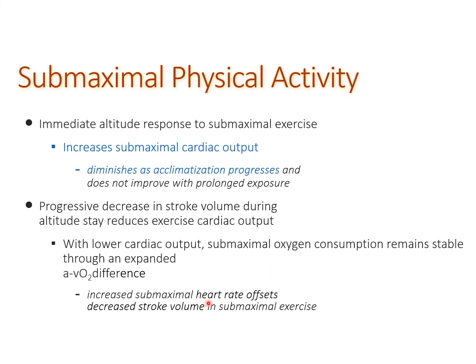So this increased submaximal heart rate offsets the decreased stroke volume in submaximal exercise. So as you start to do exercise, obviously your heart rate increases. So this offsets your decrease in stroke volume and helps that cardiac output increase with exercise. So overall, it will be decreased compared to sea level, but it will increase as you do more exercise.